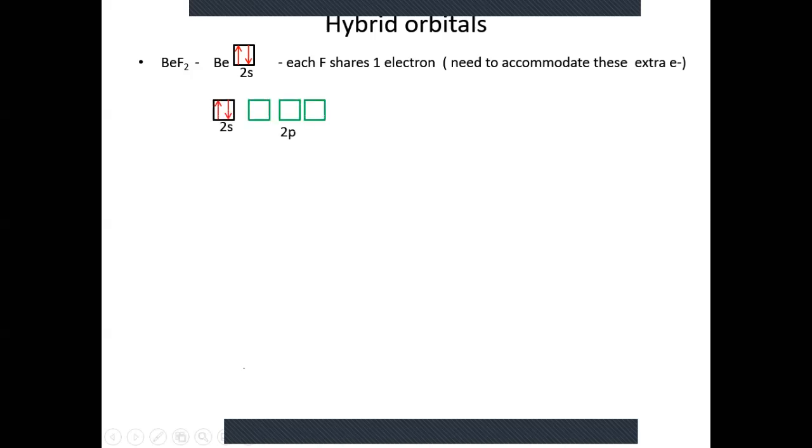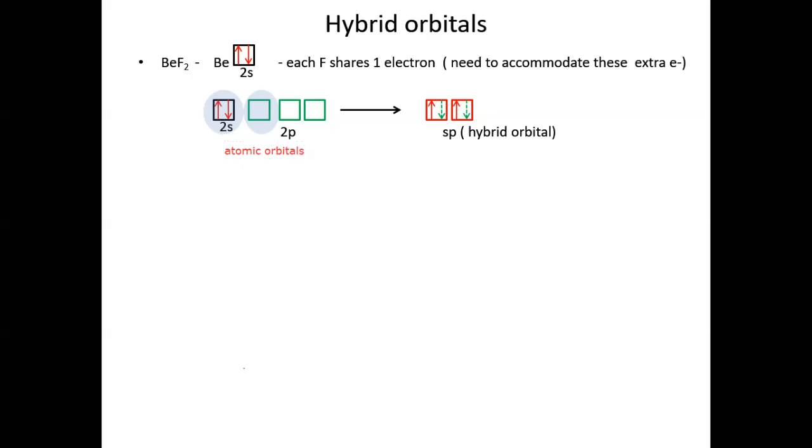So what we do is we take the 2s atomic orbital and one 2p orbital, and now we get what's called 2 sp hybridized orbitals. So now the beryllium is what we call sp hybridized. So again, we take our atomic orbitals. On this side, they're called atomic orbitals. And then we take one 2s atomic orbital and one 2p atomic orbital, and we get 2 sp hybridized orbitals. And so now we can accommodate the extra 2 electrons from fluorine.